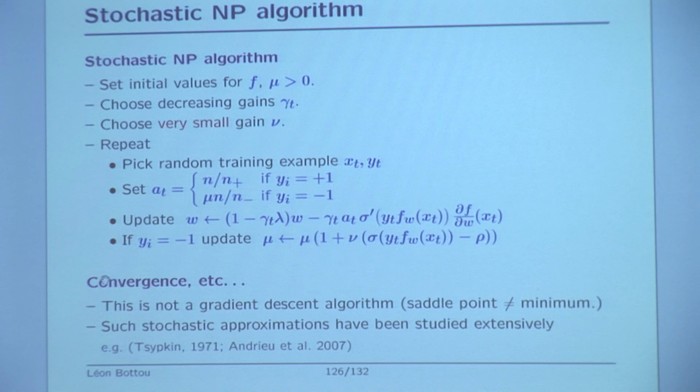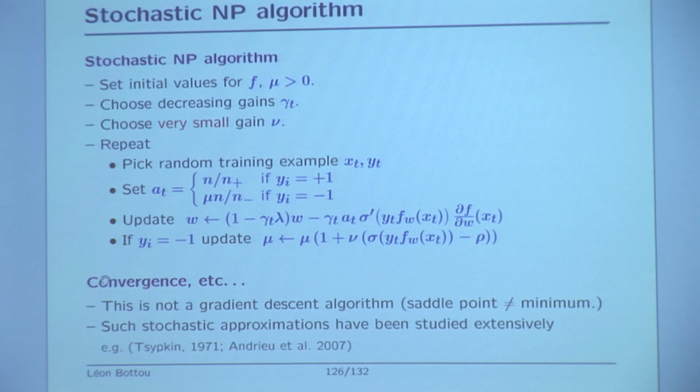So the At is there. The At are these coefficients. I told you before that if you look at the Lagrangian and write the probability of false alarm and probability of non-detection as a sum of sigmoids, you get different weighting factors. So the weighting factors are these. For the positive, it's going to be n over n plus. And for the negative, it's going to be mu n over n minus.